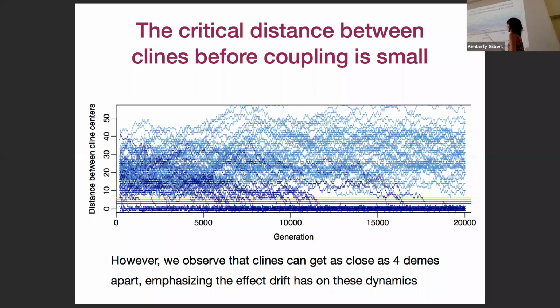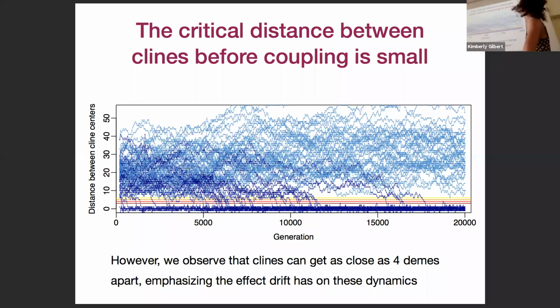And all of the dark blue ones, none of the light blue ones go below 4, which is how I can say they can get as close as 4 demes without coupling. And that's just an observation from this set of simulations. Maybe we would get a closer critical distance if I did many more generations or many more simulations. But the point here is that in practice, this critical distance was much smaller than what was predicted from the model, even when we allowed for drift. So there are important effects of drift that are not accounted for in the deterministic model.